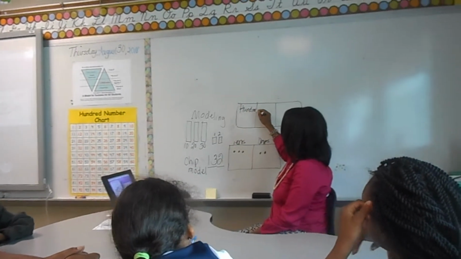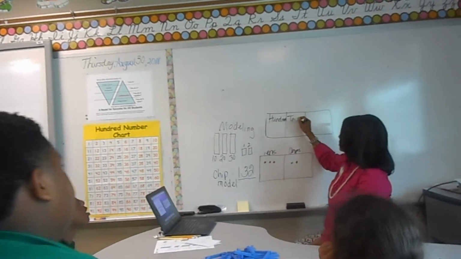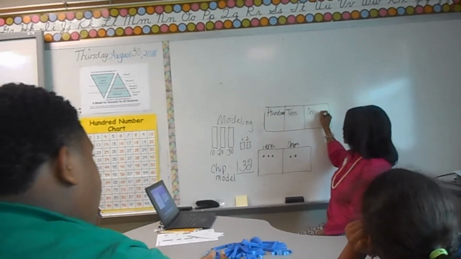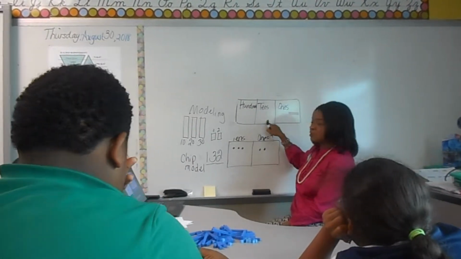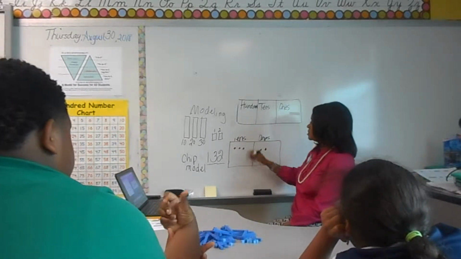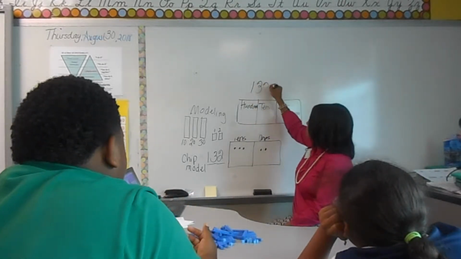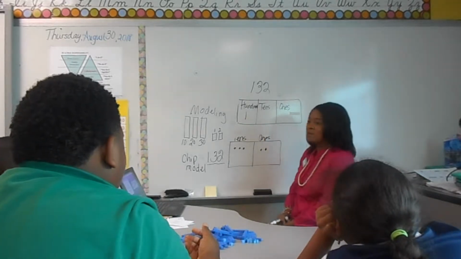Because of the 10s, okay. And the 1. So what place do we always start with? The 1's, and we move to the 10's, and we move to the 100's. So what was our number? 132. So where would I put the 1? The 100. Where would I put the 10's?